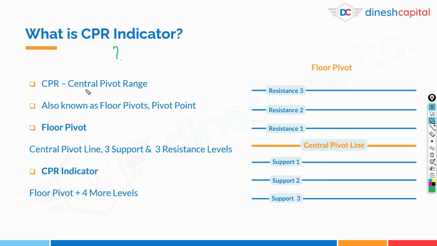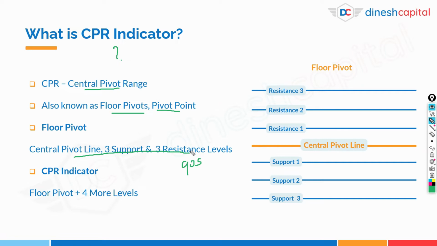CPR stands for Central Pivot Range. It is also known as floor pivots and pivot point. Before the range was introduced, it was just a central pivot line with 3 support and 3 resistance levels. So totally 7 levels. In the beginning, it was called floor pivots because it became popular when the traders on the floors of exchanges started using them. They used to stand on the floors and make the trade. If you have seen the Scam series, the story of Harshad Mehta, you will get an idea about how the stock exchange operated in the 90s period.